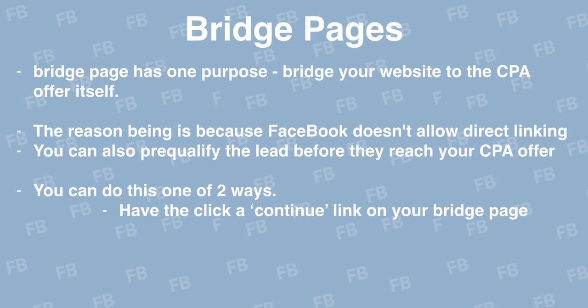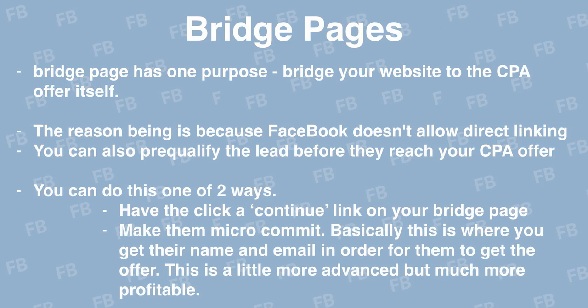So you can have a click to continue button, or you can make them micro commit. Basically, this is where you get their name and email in order for them to get the offer. So this is a little bit more advanced, but the pages I'm going to show you work this way, so this is exactly how you're going to be working as well, because when you build up a list of thousands of people, all you have to do is send out another offer to the whole list, people open it, and boom, you're getting cash pretty much on command, right? So that's how this works.